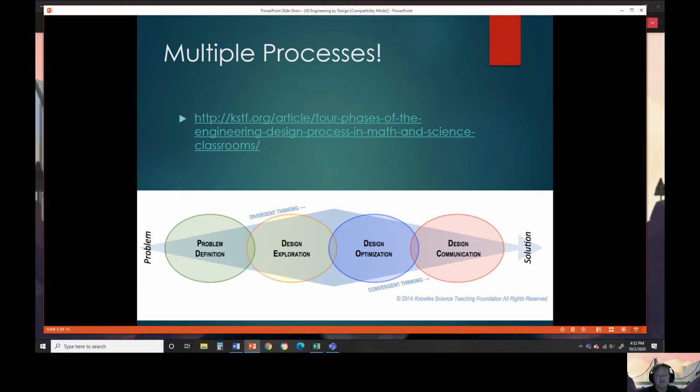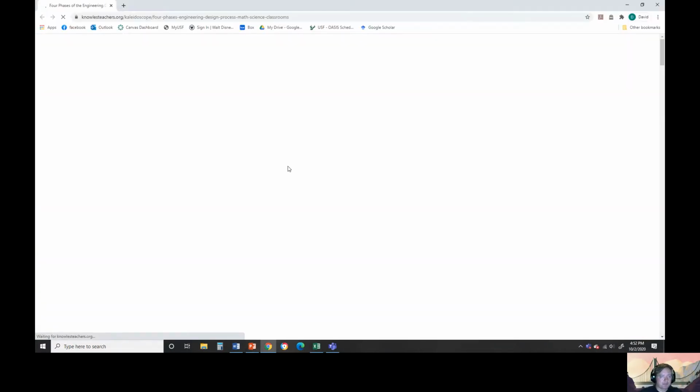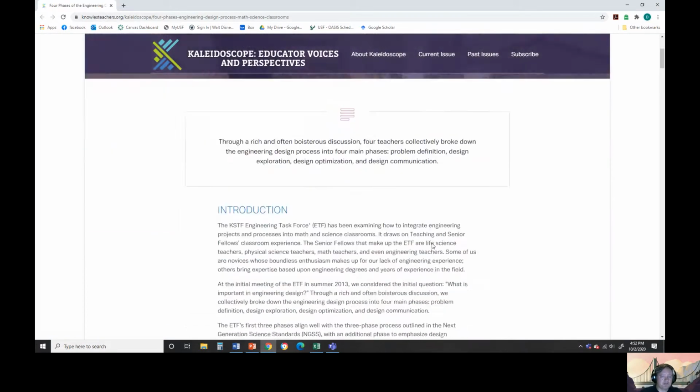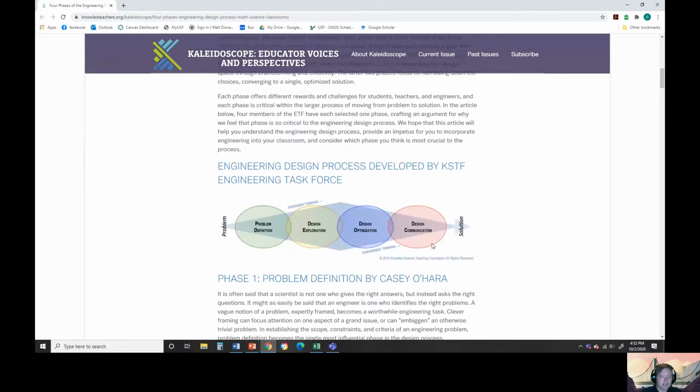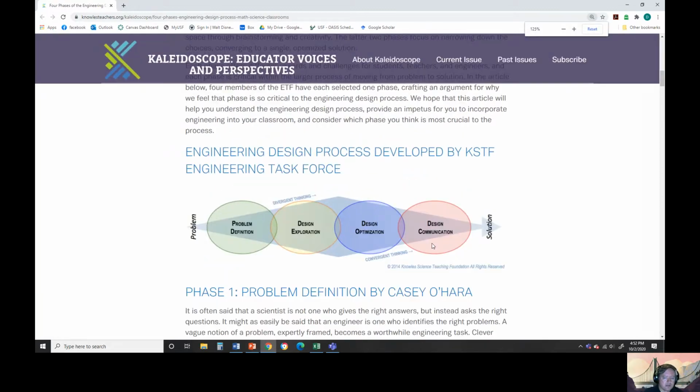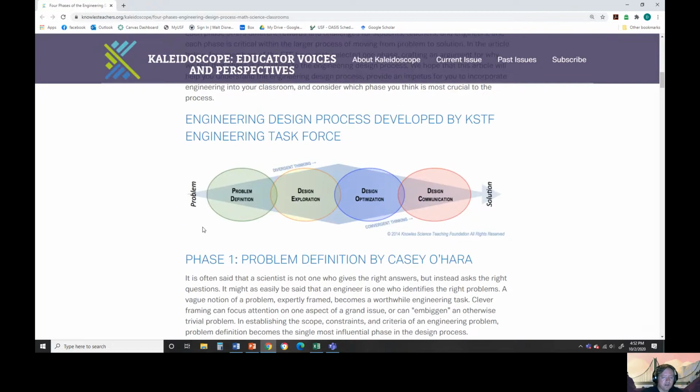Now, there are a lot of different ways that you can go about learning engineering by design. One of these is through the Knowles Science Teaching Foundation. When we go to that website, we start out with the problem. Knowles has basically four phases in their engineering by design task. Step one is the problem. We need to define it.